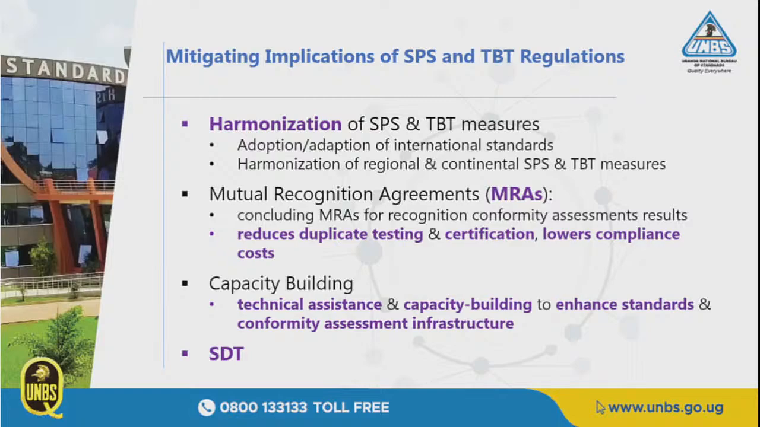And then the issue of capacity development: provide technical assistance and capacity development to enhance standards and conformity assessment infrastructures. Diana was talking about differences in quality infrastructure in Africa. And probably we can also use special and differential treatment. Under the SPS and TBT agreements of the WTO, there's a provision that covers that, and the beneficiaries of these provisions are developing countries and least developed countries.